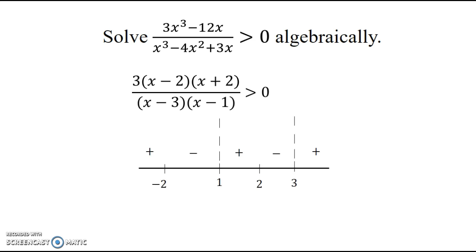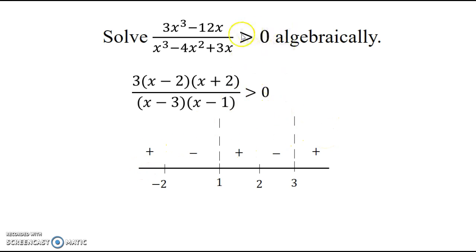So here's my lovely little sign diagram. Notice I've got my asymptotes, 1 and 3. I've got my roots at negative 2 and 2. I picked a test value of negative 3, substituted it in, and it was positive. And since all of my multiplicities are odd, it's just going to alternate.